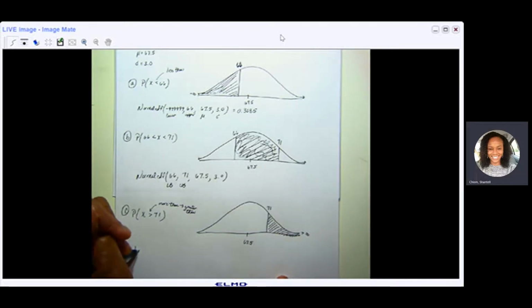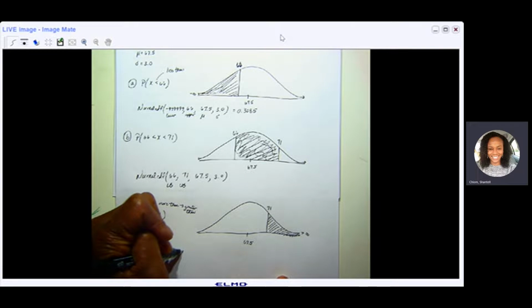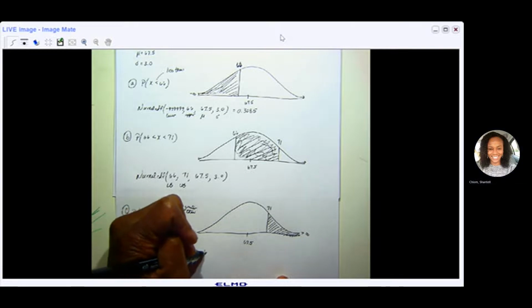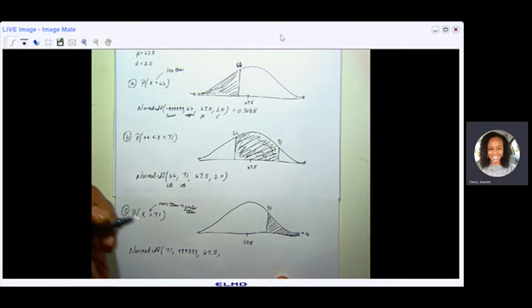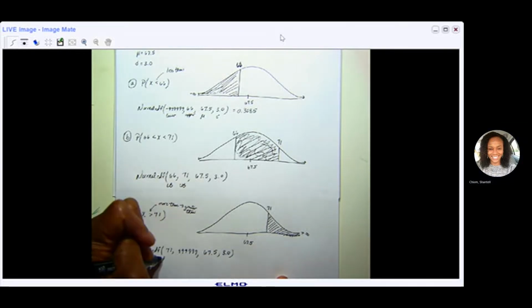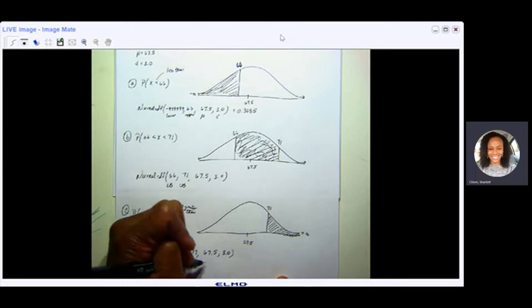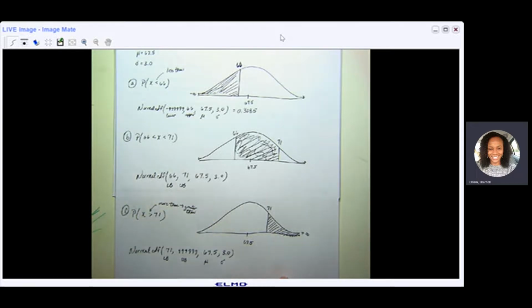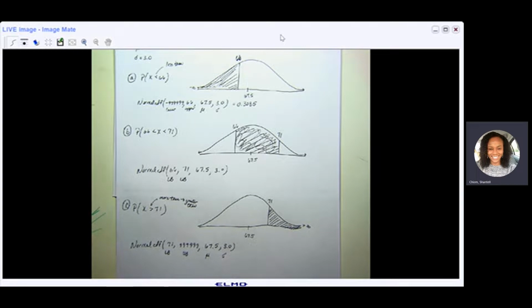So this would be normal CDF. The lower bound is 71. The upper bound is 99999. Then you've got 67.5, and then you've got 3.0. So lower bound, upper bound, mean mu, deviation. And the answers are at the back of this. I remember I gave you a copy of this in class so that you could follow along with me on it.